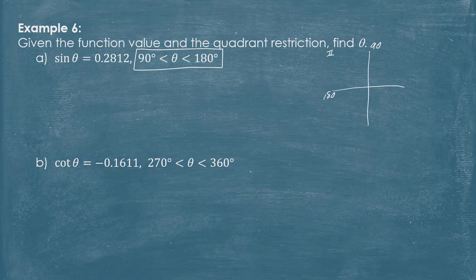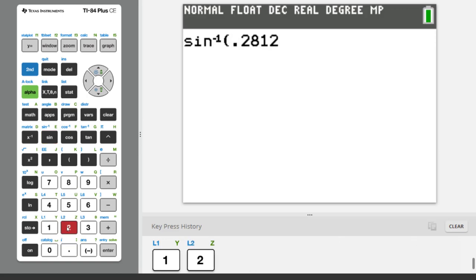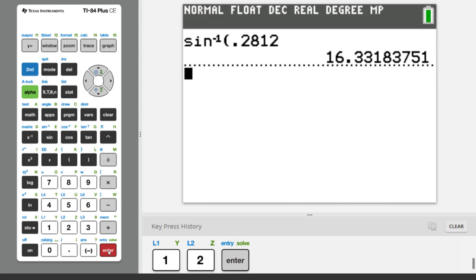The way that I would do that, keep in mind again, to cancel sine, I'm going to have to use its inverse. So for this one, theta would just be equivalent to the inverse of sine. So arc sine is the name of that ratio 0.2812. If I jump over to the calculator really quick, we type it in, arc sine of 0.2812, I believe was the number, and we get 16.33 degrees.